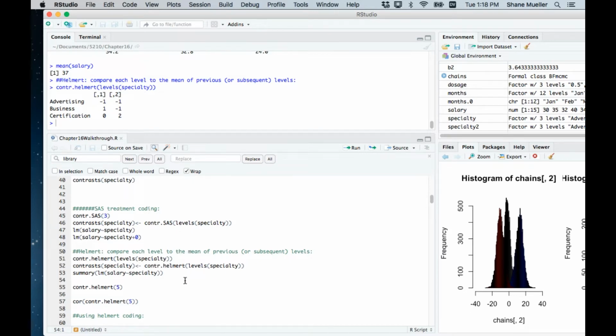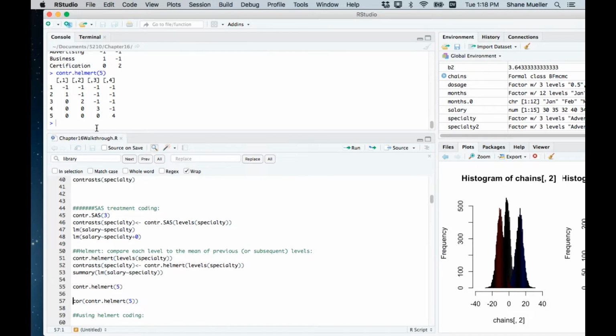If I do 5, you can see the third level compares the first 3 to the fourth one, the fourth one compares the first 4 to the fifth one, and so on. So you can see the pattern allows you, in each case, to test whether the last thing is different than everything previous. And so this would allow you, if you have a categorical variable that's still ordinal, to figure out where a specific change takes place.